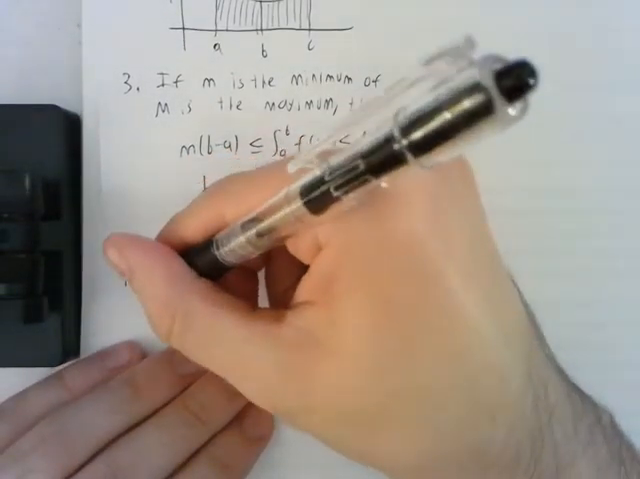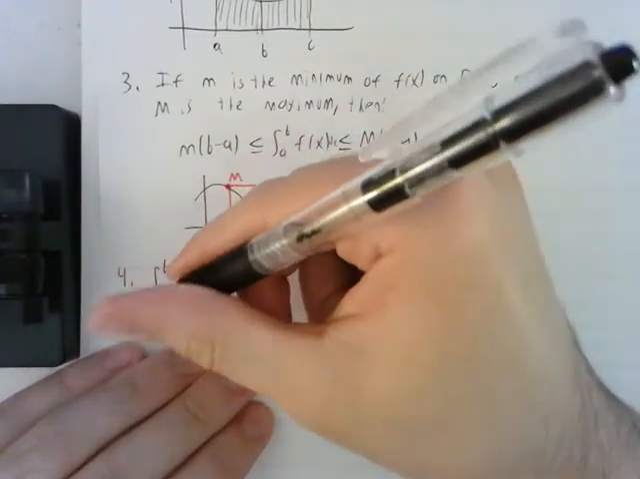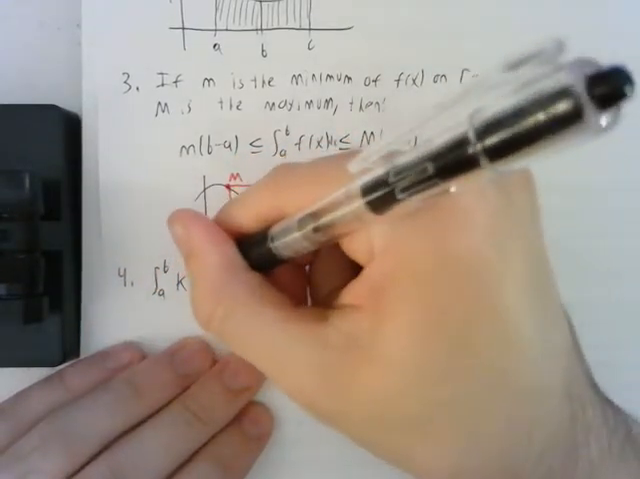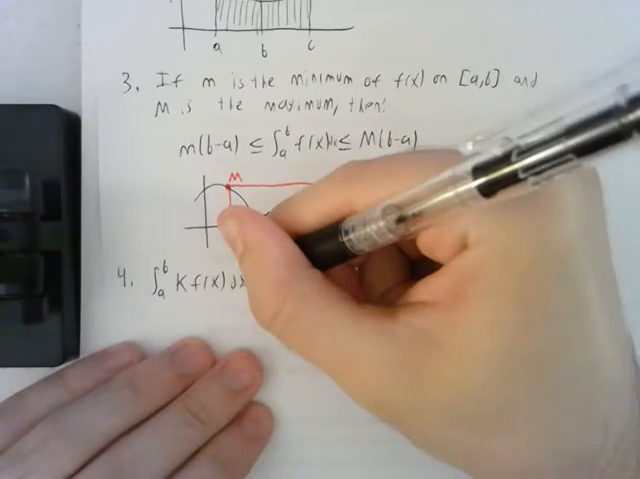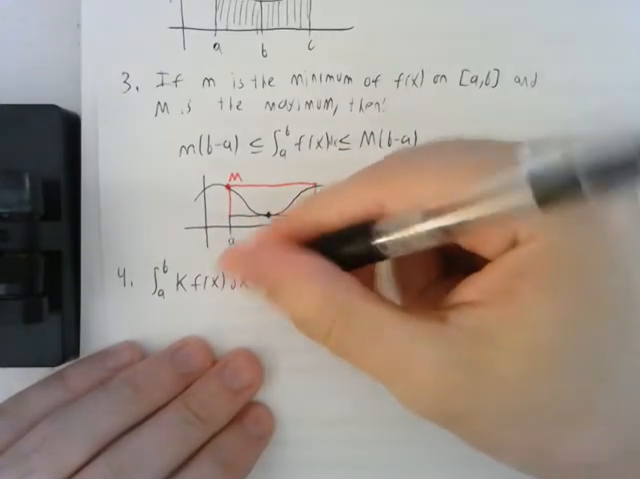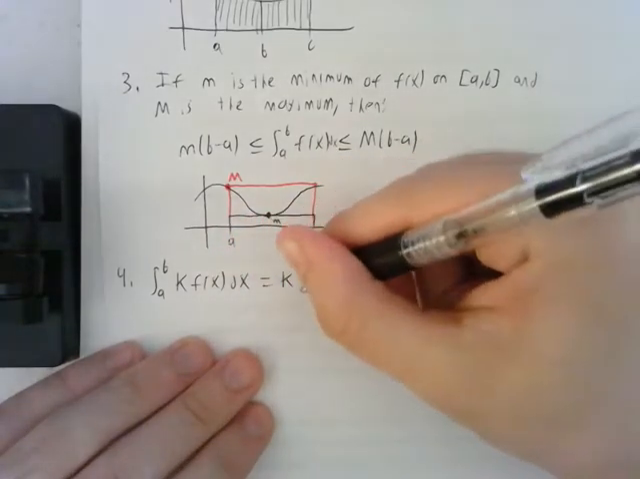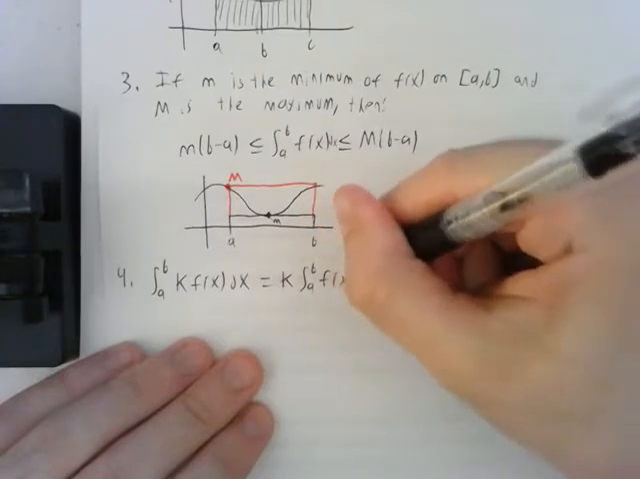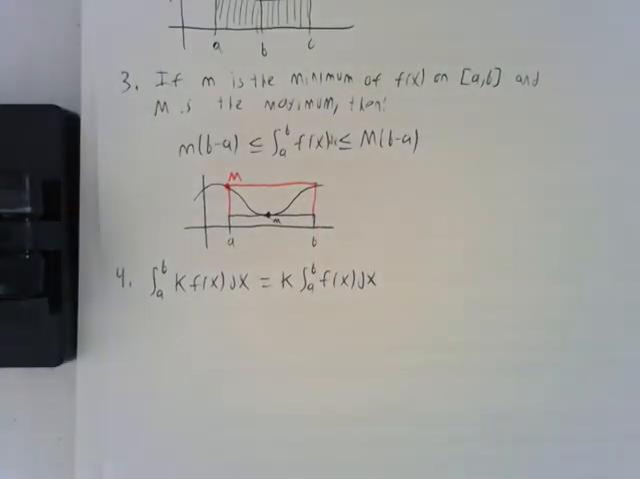Then the next property is that if we have the integral from a to b of a constant times f of x dx, then it's equal to that constant times the integral from a to b of f of x dx. So you can pull a constant outside of the integral.